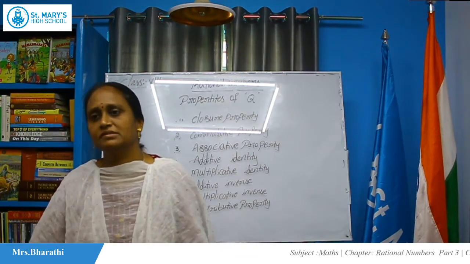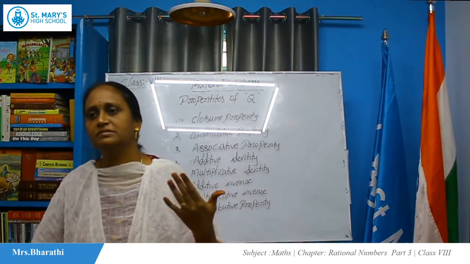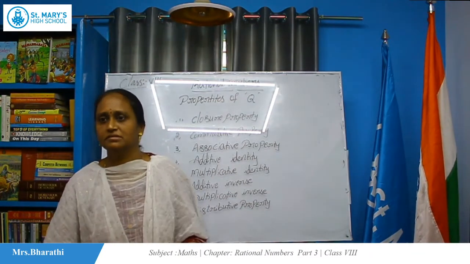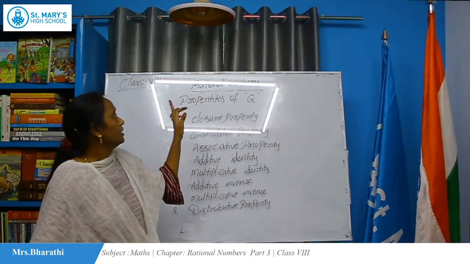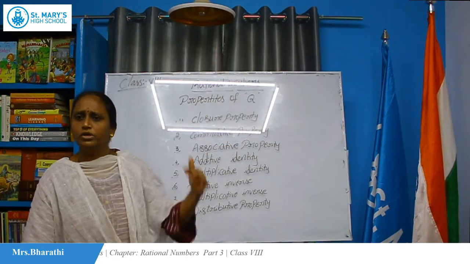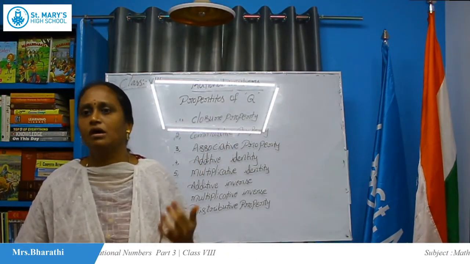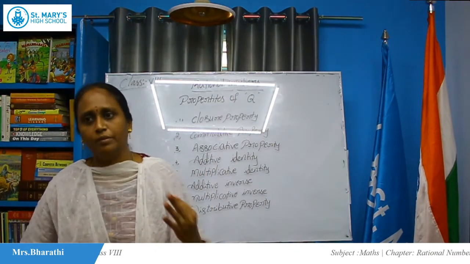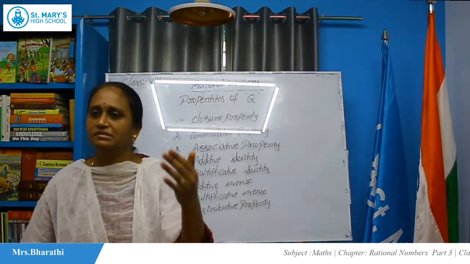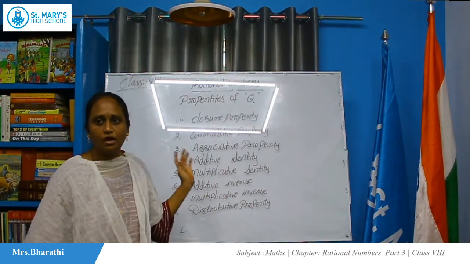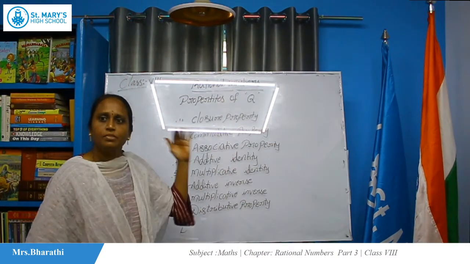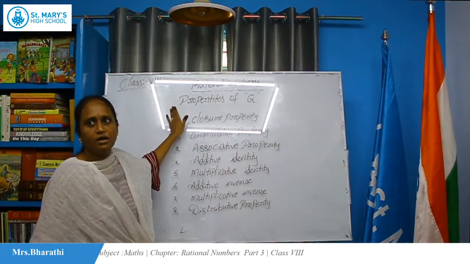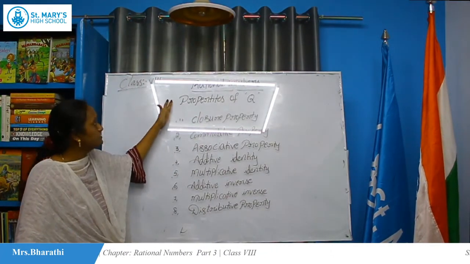In the previous class we discussed the definitions of natural numbers, whole numbers, integers and real numbers. Today we discuss the properties of rational numbers. We know that for whole numbers, natural numbers and integers we already had properties. Similarly, for rational numbers also we have properties. For all types of numbers we can apply the properties. So, here our topic is rational numbers. What are the properties of rational numbers?